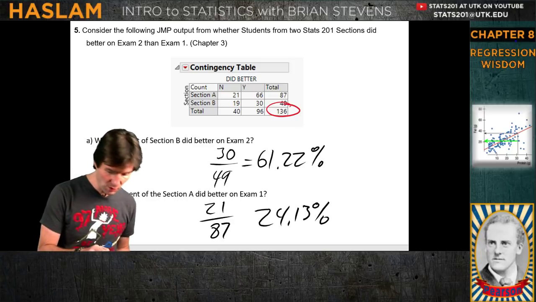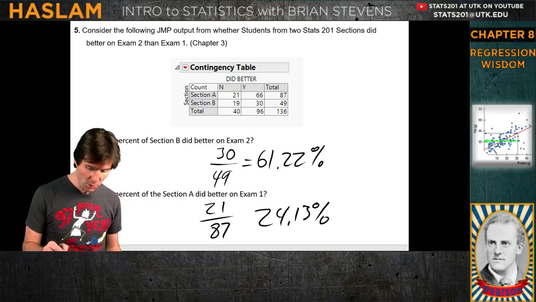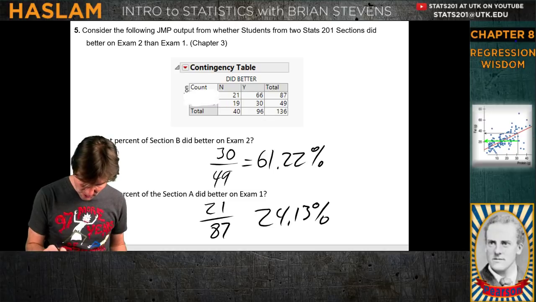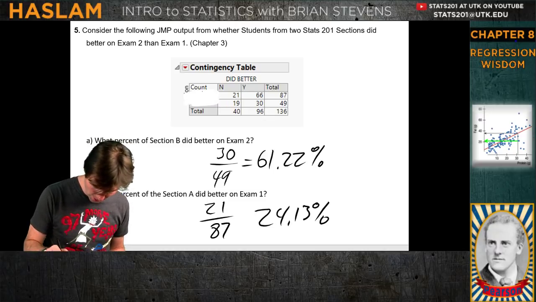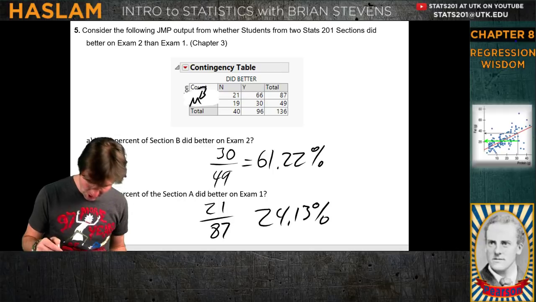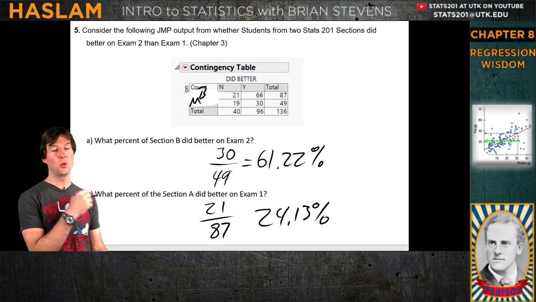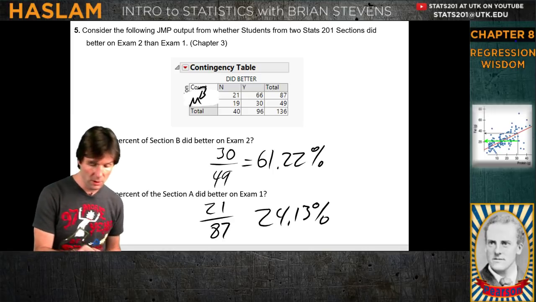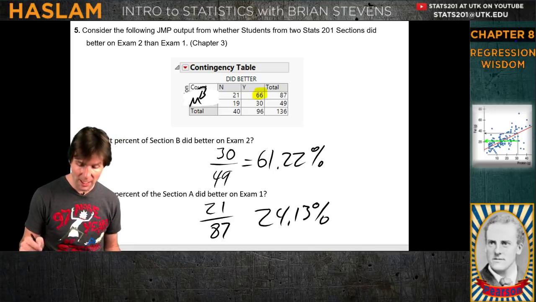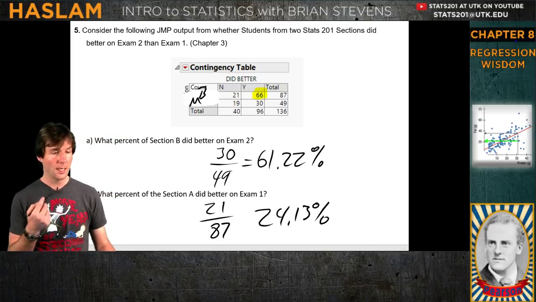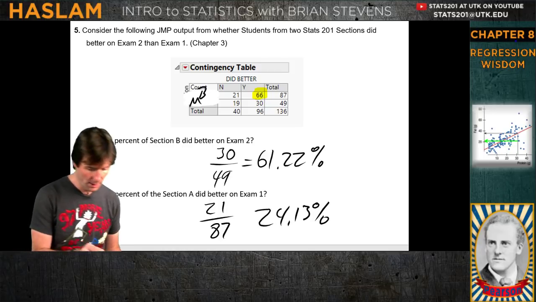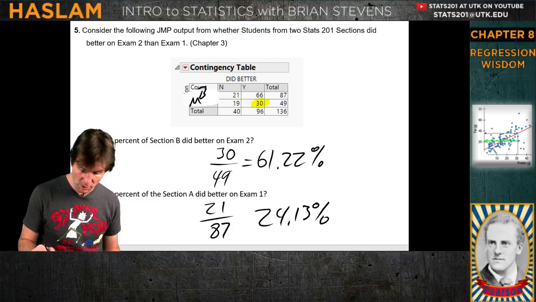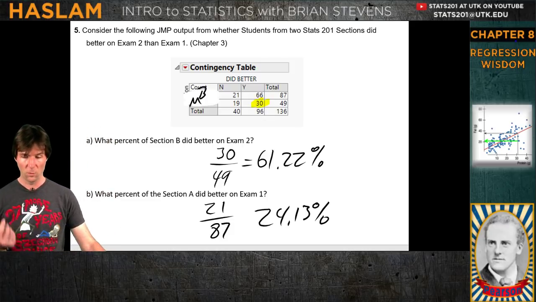So these answers right here, if we just erase this, this could be like Brian's section and Missy's section. And then we ask students, did you do better on exam 2 than you did on exam 1? So these students right here would be the students in Brian's section who did better on exam 2 than they did on exam 1. These students right here would be the students in Missy's section who did better on exam 2 than they did on exam 1.